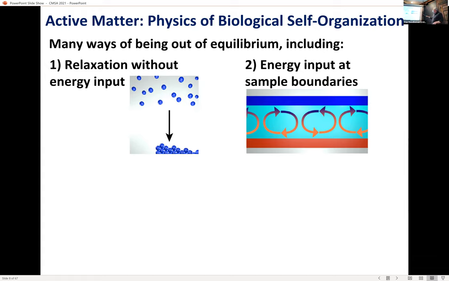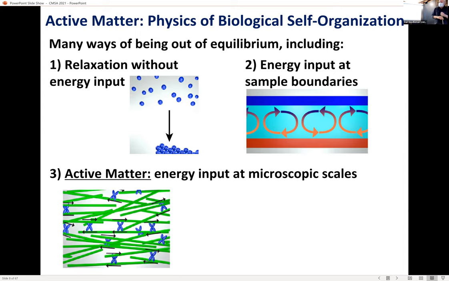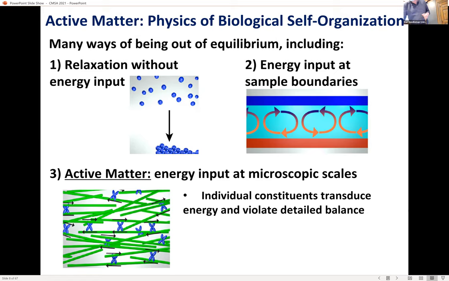So maybe you have some fluid which is heating on the bottom and cooling on the top, and you can get some very interesting non-equilibrium steady states. But active matter is different from both of those. In active matter, energy is being input at the most microscopic scales. The constituent particles are transducing energy themselves, and they can individually violate detailed balance.